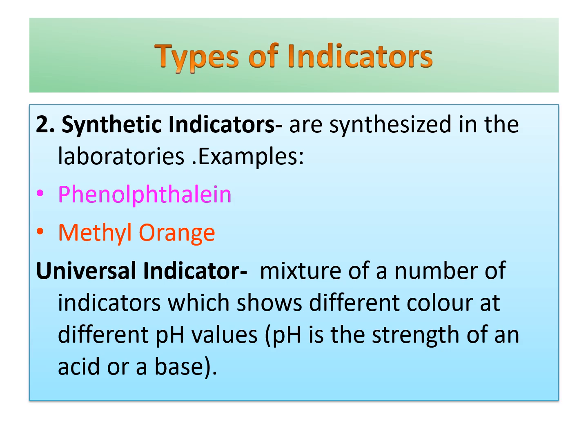Again think how orange color is prepared. The mixture of a number of indicators which shows different colors at different pH values. We will be studying about the pH in the next slides. The pH is the strength of an acid or a base. When some of the indicators are mixed, they make a universal indicator which help us in identifying the different strength of the acid or the given base.